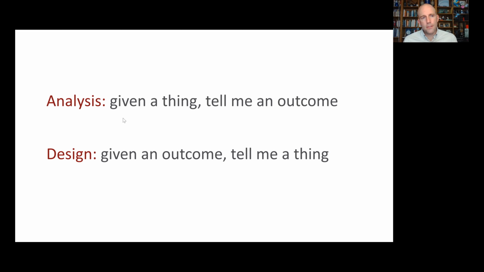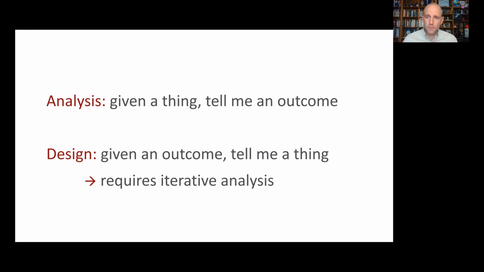And whereas analysis is relatively monotonic, you follow a set of steps, you get an answer, maybe there's one correct answer. Design is deeply iterative. There's no one right answer, and there's no set of steps that's guaranteed to find it. Instead, you have to guess at good designs and then analyze them and then learn what you can from that analysis to make better guesses as to an effective design.